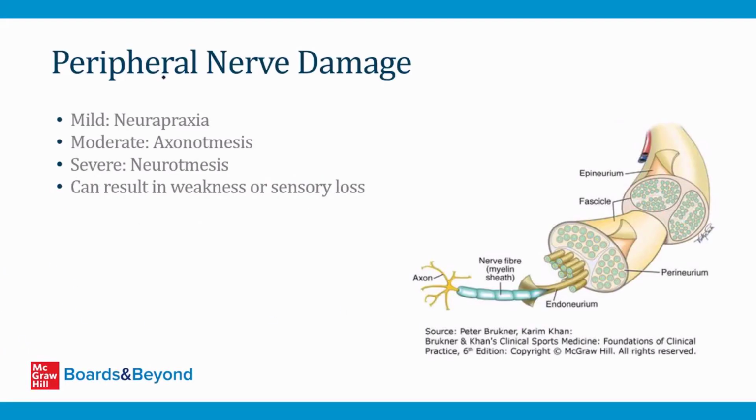So we'll start this video off by discussing peripheral nerve damage. Many of the peripheral nerves in our body are very long, like the ones that run down the length of our arm, for example, and they can be damaged by trauma. That's what we're going to talk about in the next few slides.